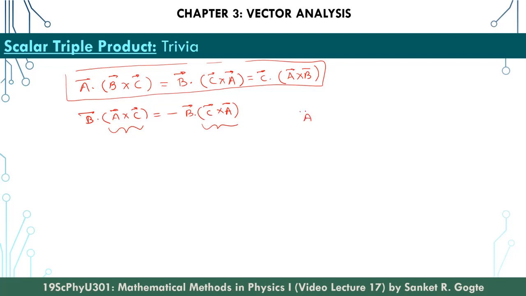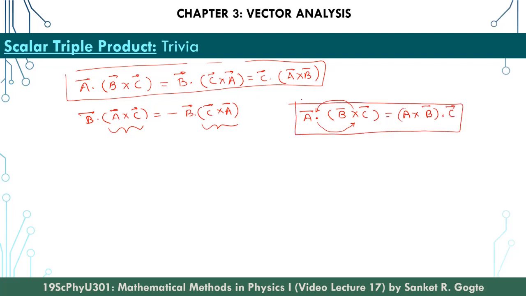Similarly, if we interchange the dot and cross symbols, so in this case, if we bring this dot here, and if we take this cross product here, then what we get is A cross B dot C, and they are always equal. You can see that that is basically this third term, C dot A cross B. So these are some relations governing the scalar triple product.